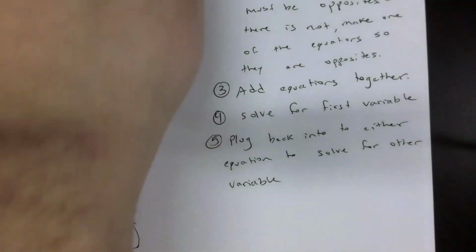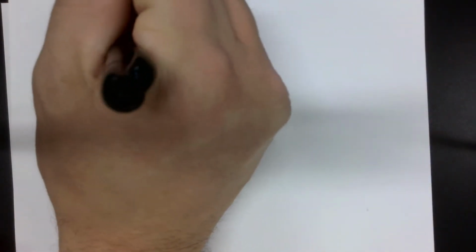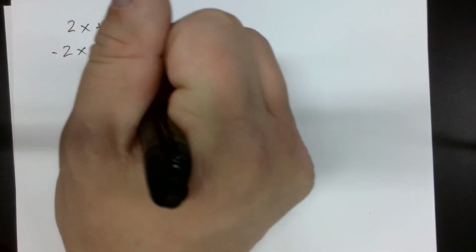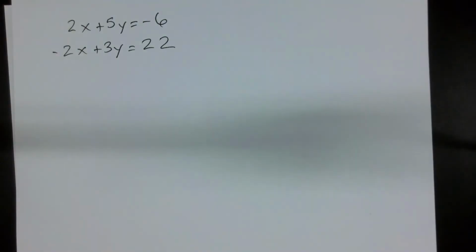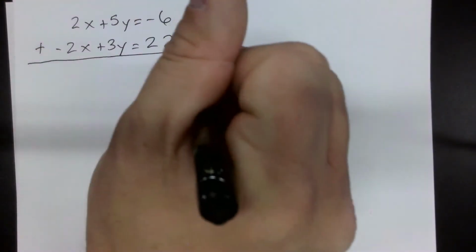All right, let's do another. I'm not going to write out all the steps next time, thank goodness. We're just going to do the problem. So 2x plus 5y equals negative 6. Negative 2x plus 3y equals 22. Are the variables aligned? Is one of them opposites? Which one? Well, which variable is opposites? X. Register that before we start the problem.